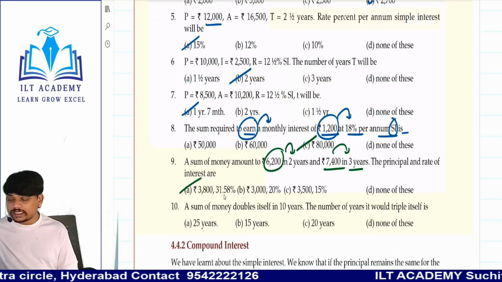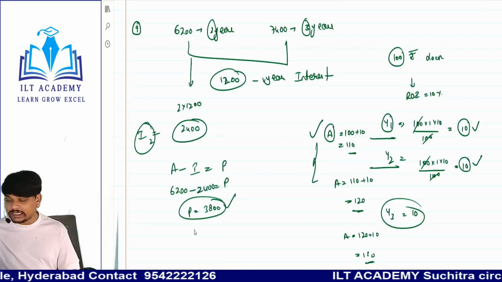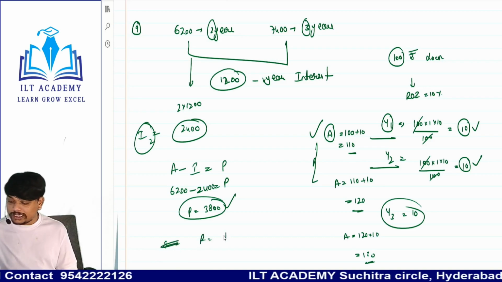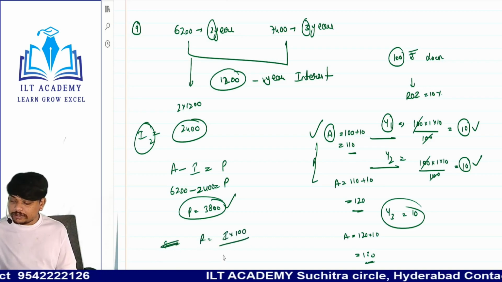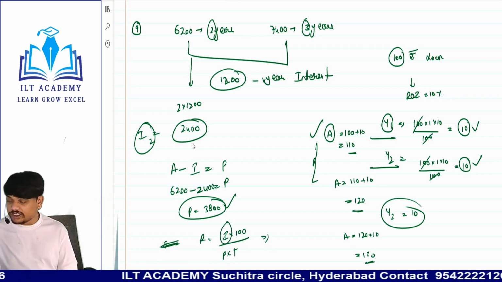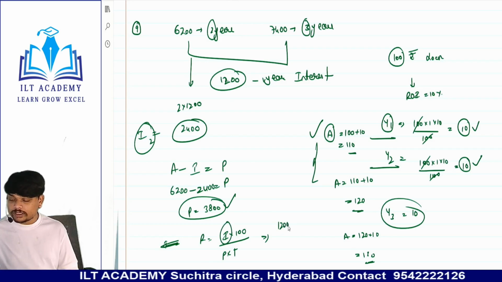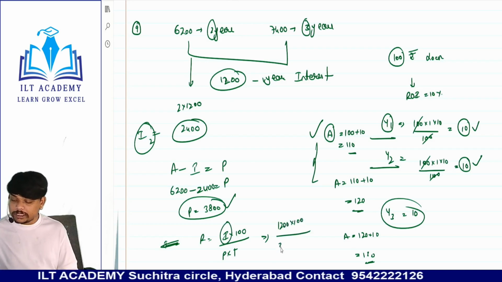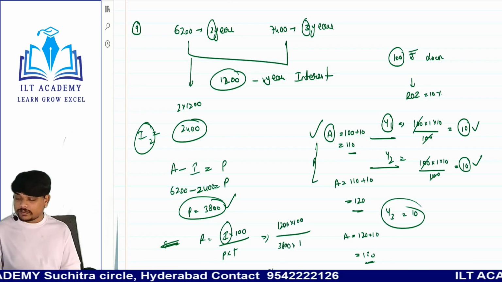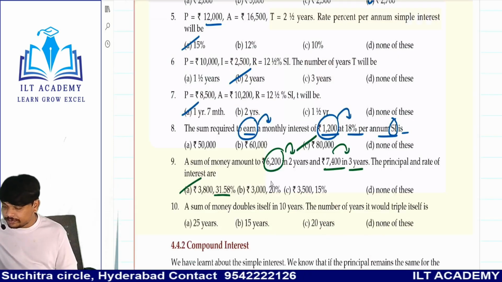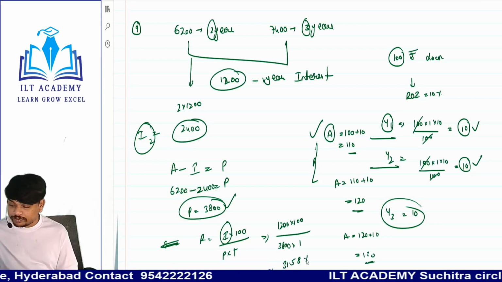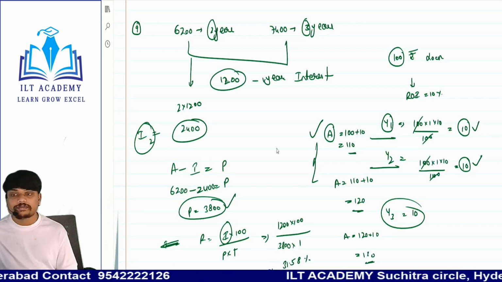Principal has come, 3,800. This is only interest, but we'll calculate that. R is equal to I into 100 divided by principal into time. Now you can use any figure, your wish. You can take 1,200 into 100 divided by principal, 3,800, into 1 year. Clear? With this you will be getting what? 31.58%. Got it?